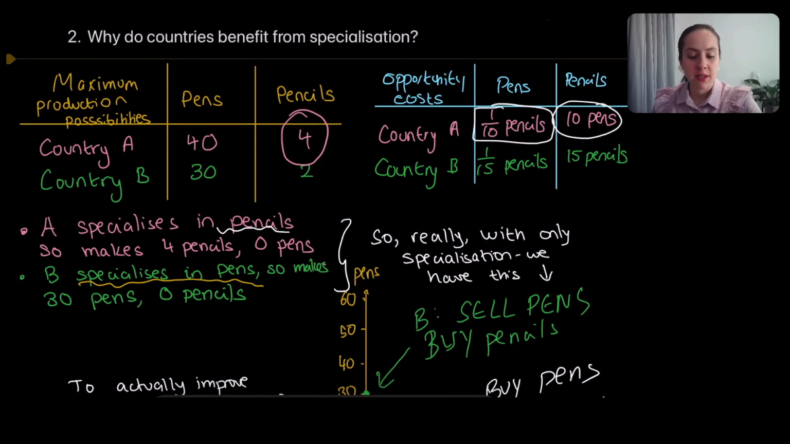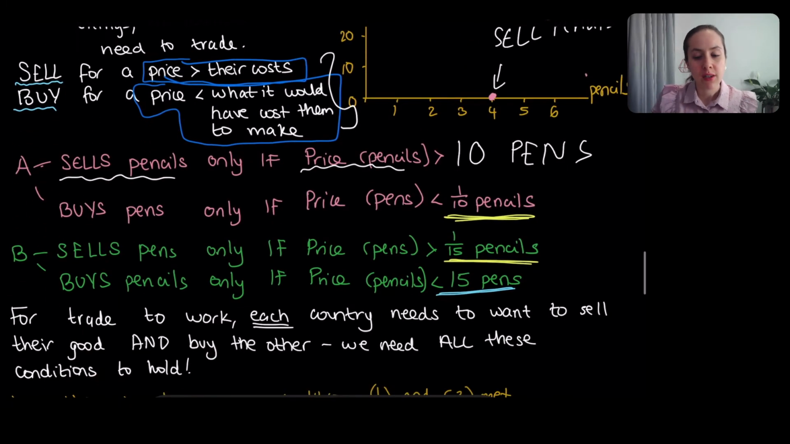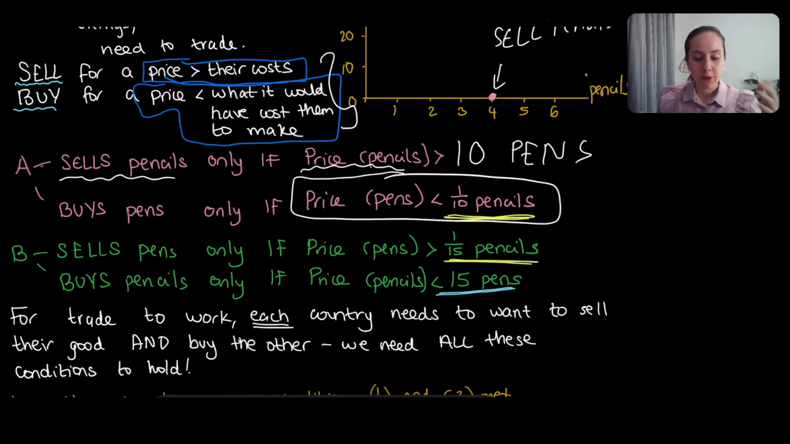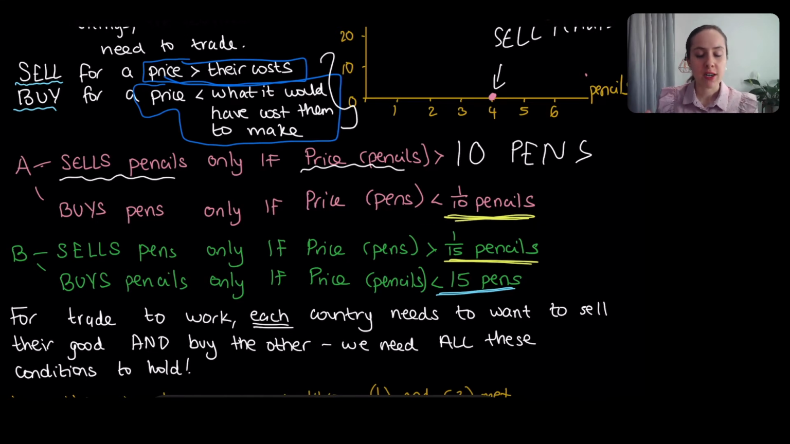So somebody will only convince them to trade if they can offer them a price cheaper than what they currently have to pay to make a pen, 1 in 10 pencils. And that's the buy and the sell conditions for A. And I've done the exact same thing for B, where we follow the exact same condition and we find the price of pens has to be greater than 1 in 15 pencils. And the buy price of pencils has to be lower than 15 pence for B.